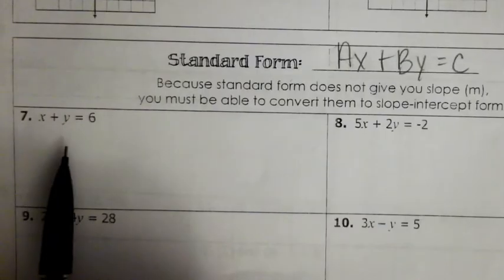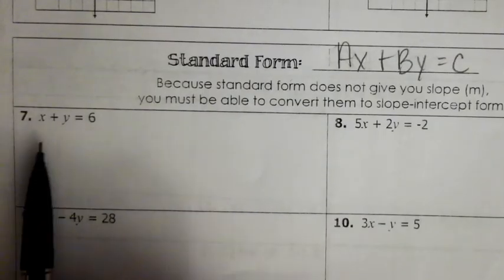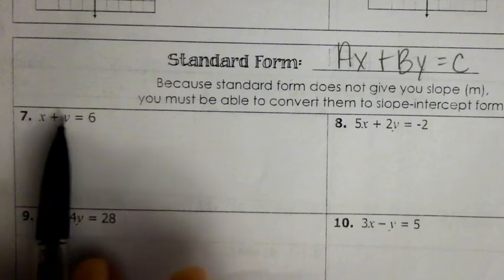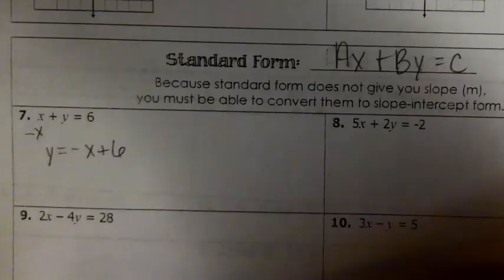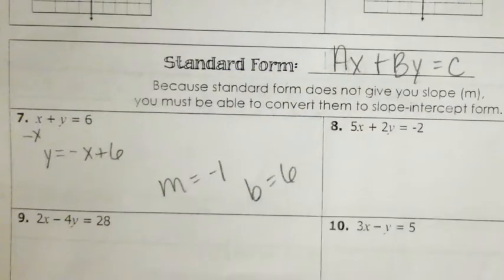So for this equation here, how do we rewrite it as y equals mx plus b? Well, we need to get y by itself, so we subtract x. So y equals -x plus 6. Our slope is -1, and our b is 6.